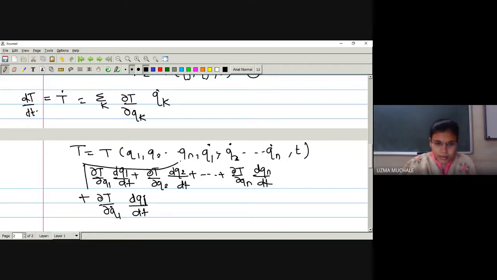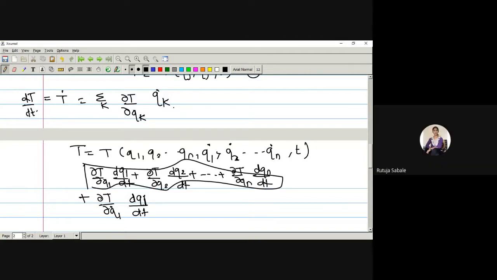This term I can write in the form of a summation. Summation over k of ∂T/∂qk into q̇k. What is the derivative of q1 with respect to t? That I can write as q̇1, q2 with respect to t will be q̇2, and so on in general. So the value of this term we have written in the form of a summation: summation over k of ∂T/∂qk into q̇k. Okay. Are you getting this chain rule? Yes, ma'am.